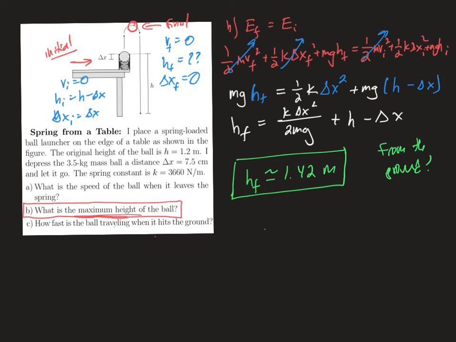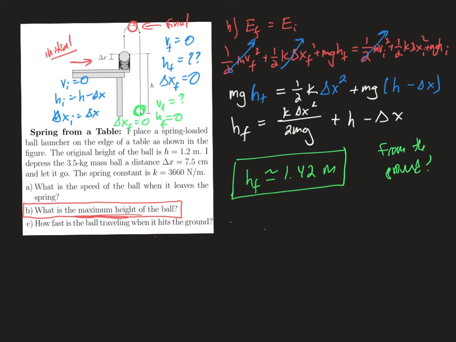The final state is when the ball is right there. So the speed at which it hits the ground is what I'm looking for. The height at which it hits the ground is going to be 0. And remember, it's 0 because I'm picking right at the ground level to be 0. If you picked up here to be 0, you'd have to put in minus 1.2 to be the final height here. And again, because the spring is not connected anymore, the compression of the spring in the final state is 0.